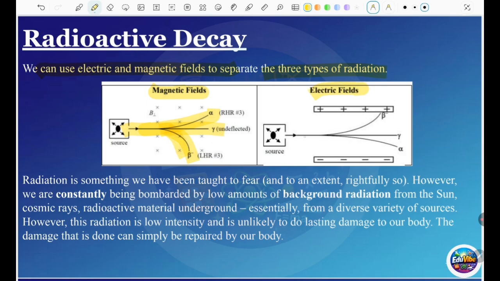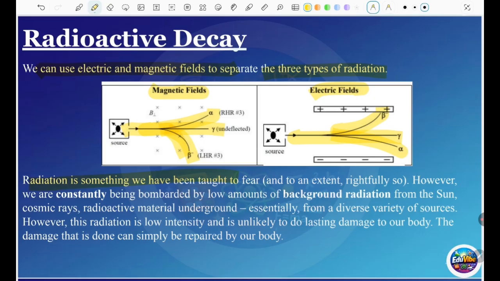In an electric field, the gamma radiation again goes straight, which is undeflected, the alpha particle goes down, and the beta negative goes up. They reverse these things. So magnetic fields and electric fields separate all three types of radiation, or particles, you can say.